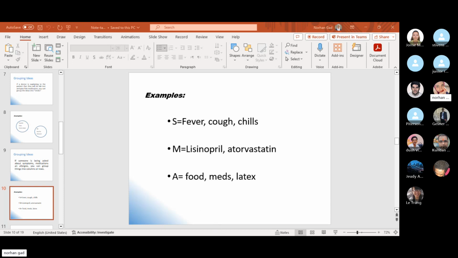Okay, so yes, the interpreter here used two methods. The first method is abbreviation. He abbreviated the word symptoms for S, the word medications for M, and the word allergies for A. And then he grouped the ideas. The first idea is for symptoms and what are the symptoms and so on and so forth. So you can actually use more than one method, right?